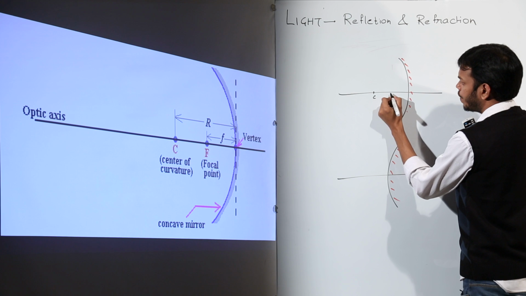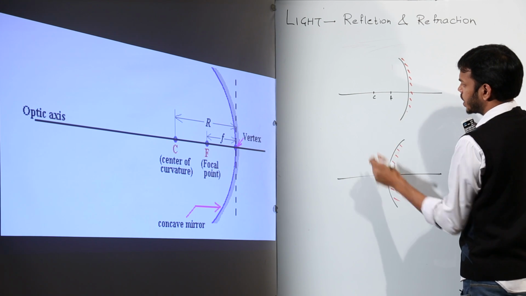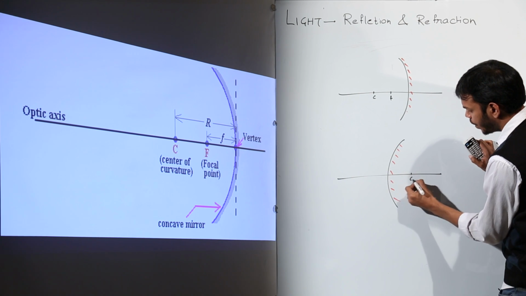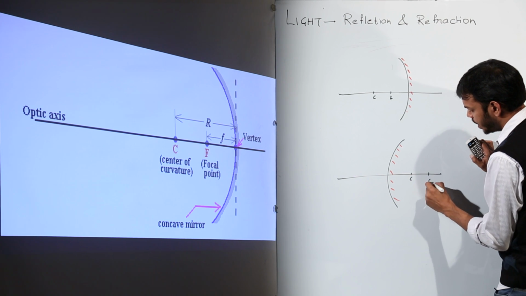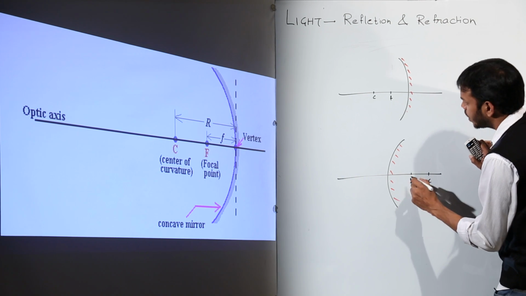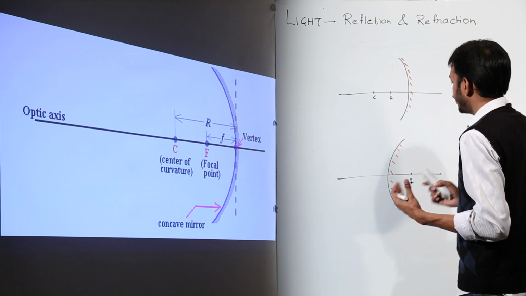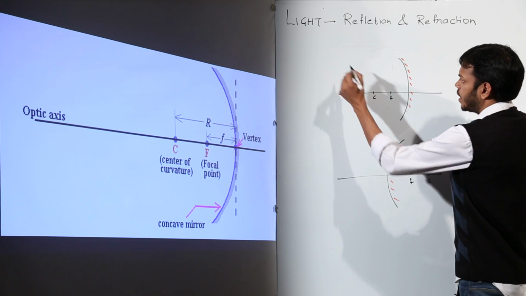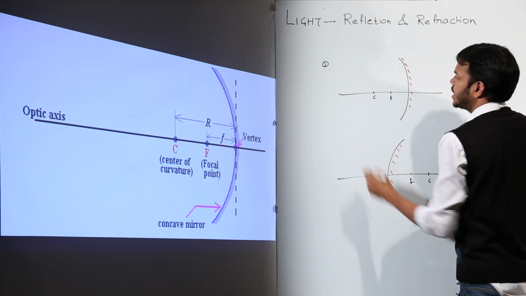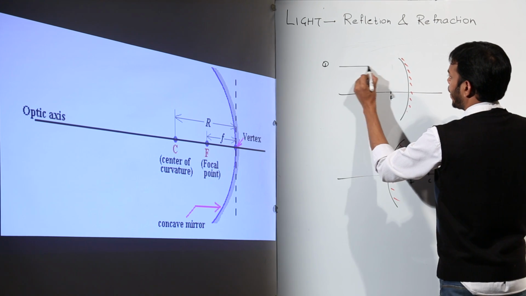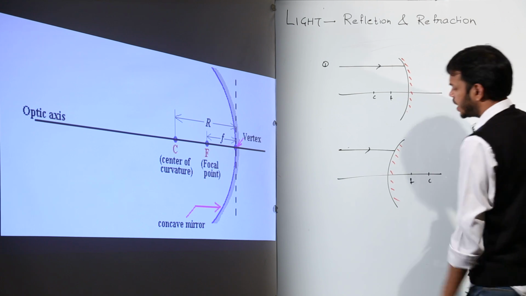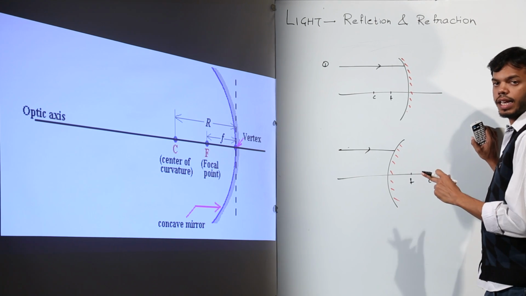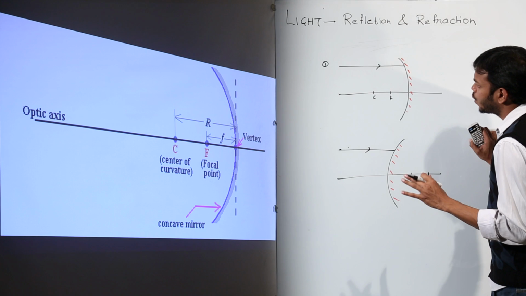One, this is the center of curvature and half of it is the focus. Similarly here, this is the center of curvature and half of it would be the focus. So I'll be making this the focus for the convenience of the diagram. Now, ray number 1 is the ray which is coming parallel to the principal axis. This is ray number 1. This ray will always pass through the focus.